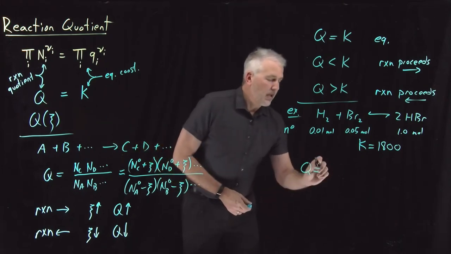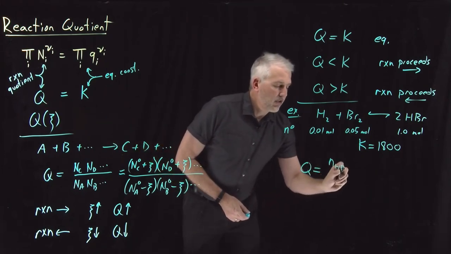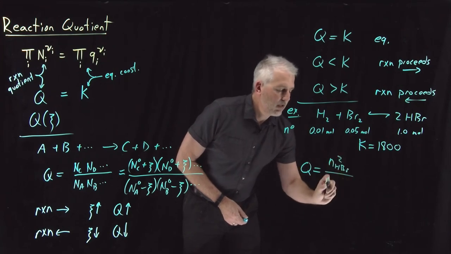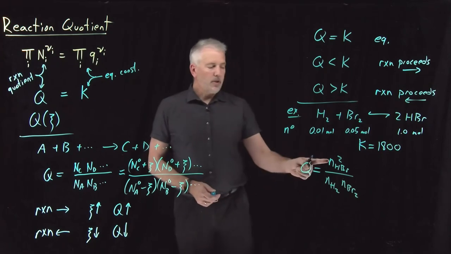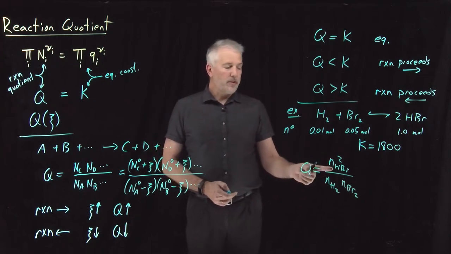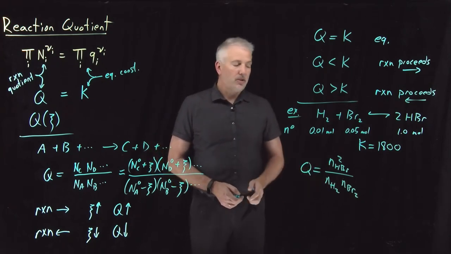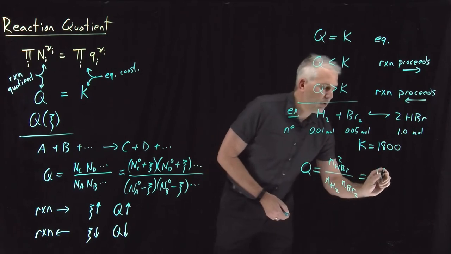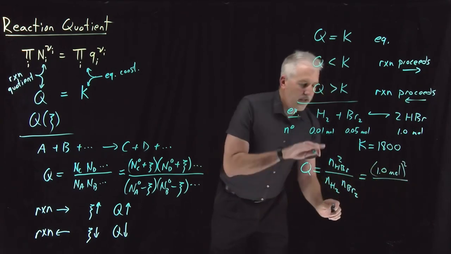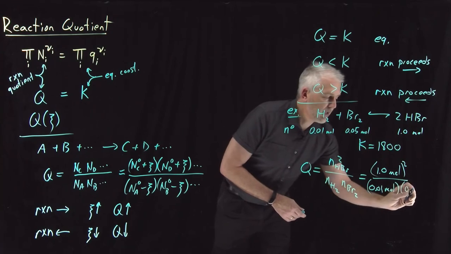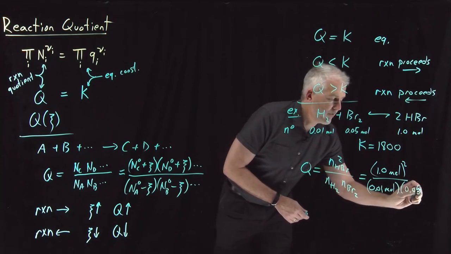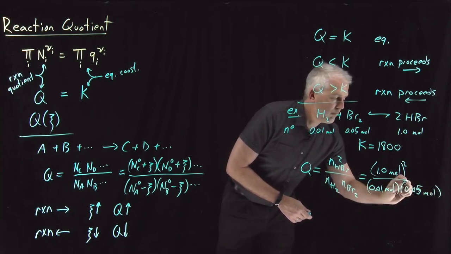If I just calculate Q at these conditions, products divided by reactants, moles of HBr squared over moles of H2 and moles of Br2, if I calculate 1 mole squared divided by 0.01 moles of H2, also divided by 0.05 moles of Br2.